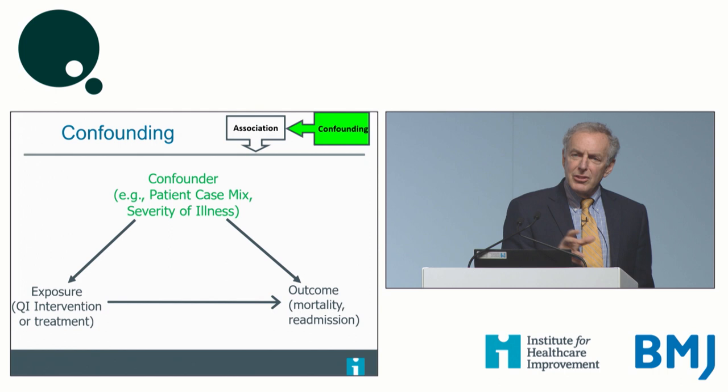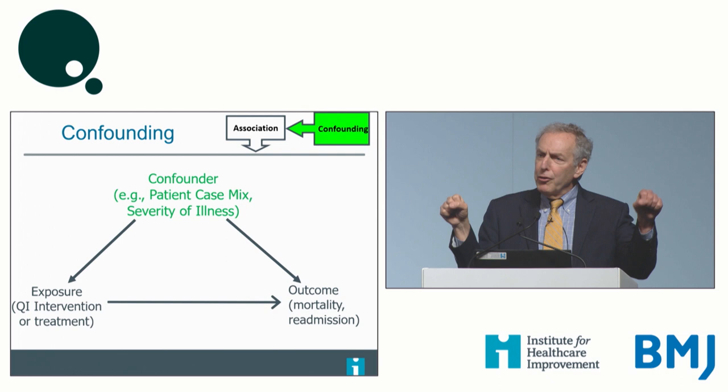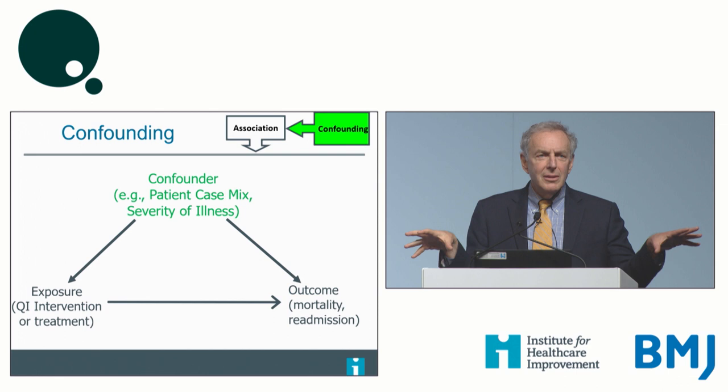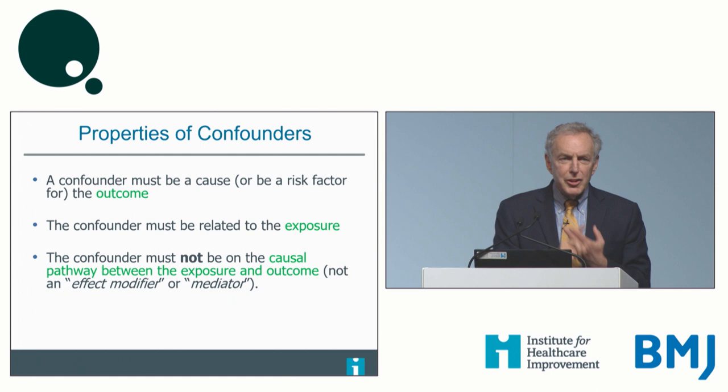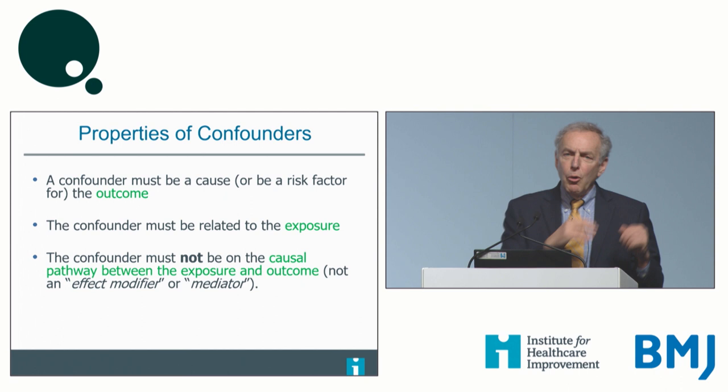So the confounder is influencing both what we do and what the outcome is we're achieving. Is that clear? Okay. So the properties of a confounder: it must be a cause or a risk factor for the outcome. It must be related to the exposure, but it must not be on the direct causal pathway between what the exposure is and what the outcome is.